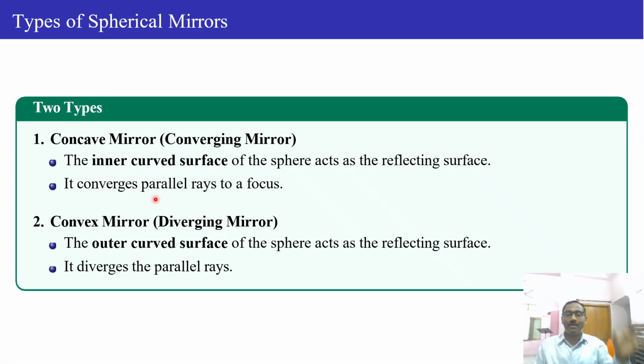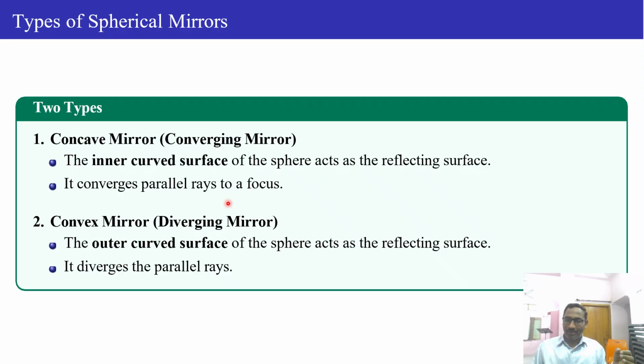When parallel rays fall on the mirror, they reflect passing through a focus. What is focus? What is the center of curvature? What is pole? What is principal axis? All that I will discuss now. If you take a hollow sphere, that sphere has a center. That center, capital C, we call the center of curvature.